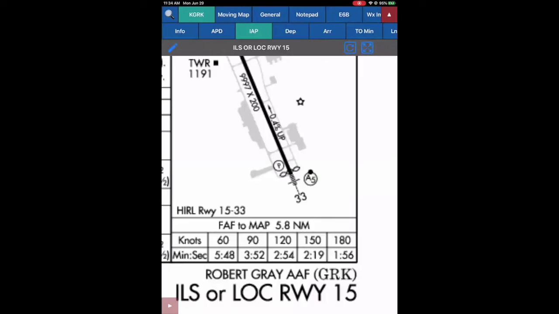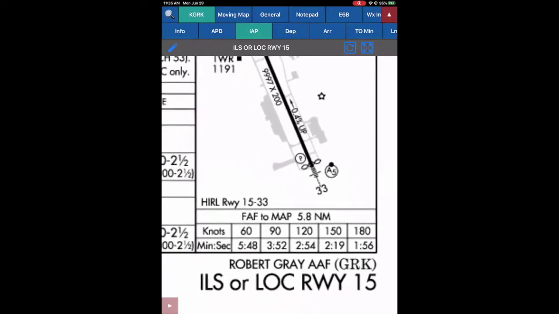We see here, we have a timing block for the localizer. This is the time to the missed approach point. How do I calculate a time to my VDP? That's found in 11.217 Vol 1. Make sure you know how to do that.